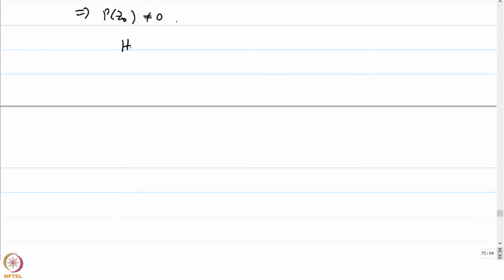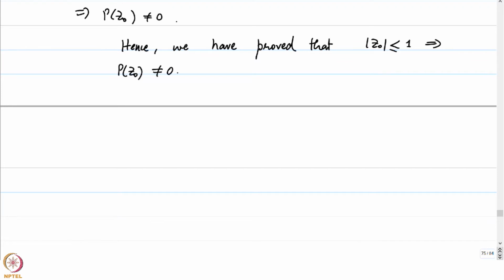So hence, we have proved that mod Z0 is less than or equal to 1 implies P of Z0 is not equal to 0. Okay, that completes the problem.